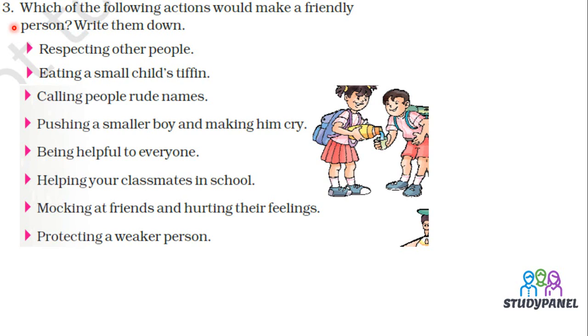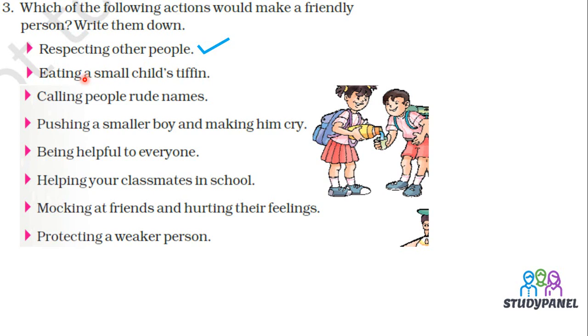Come to the next. Third one, which of the following actions would make a friendly person? Write them down. These are some of the actions. How many of you would like to perform these actions to make a friendly person? Now we will read it out. What are the actions? Respecting others. Of course, this you should do, because by doing this, you can attract people and you can make them friends. This is correct. That means we have to do this thing.